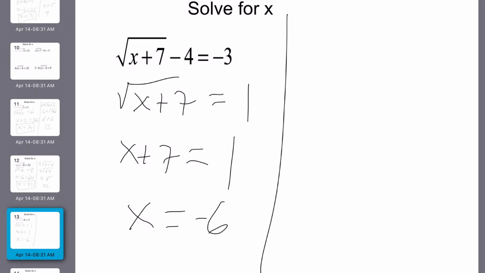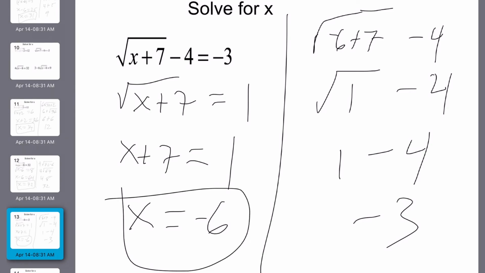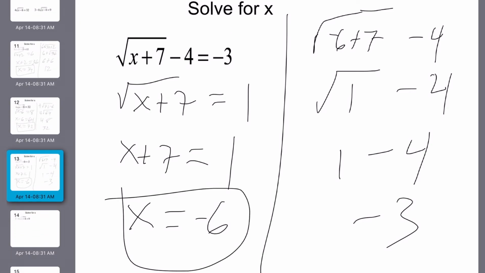And now I check that answer, and I get the square root of negative 6 plus 7 minus 4. And negative 6 plus 7 is 1. So the square root of 1 minus 4. Sorry, I don't know why I wrote 3 there. So 1 minus 4 is negative 3. So x equals negative 6 does in fact work.